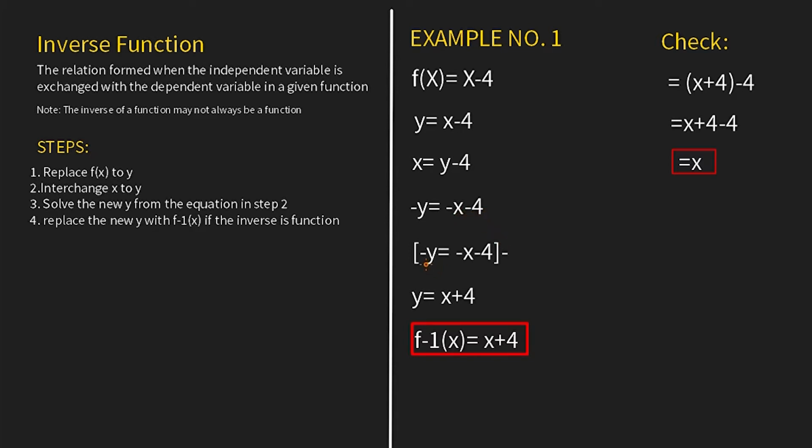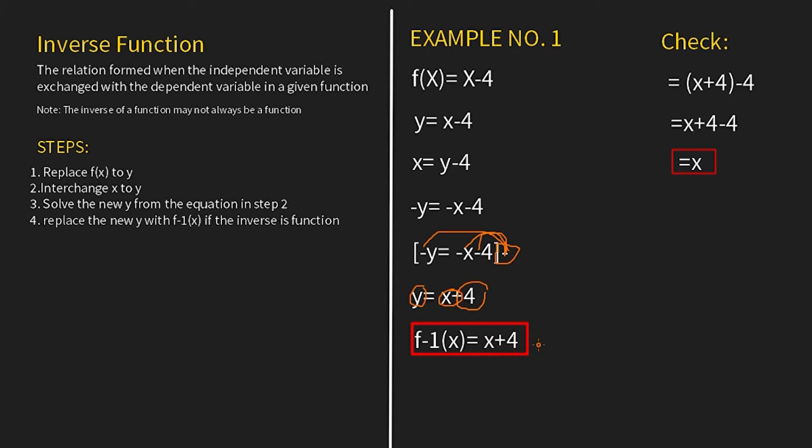Then we need to remove these negative signs by multiplying by negative. So we'll multiply: negative times negative y is positive y. Negative times negative x is equal to positive x. Negative times negative 4 is positive 4. Our last step is to replace the new y with f inverse of x if the inverse is a function. So our f inverse of x is equal to x plus 4.